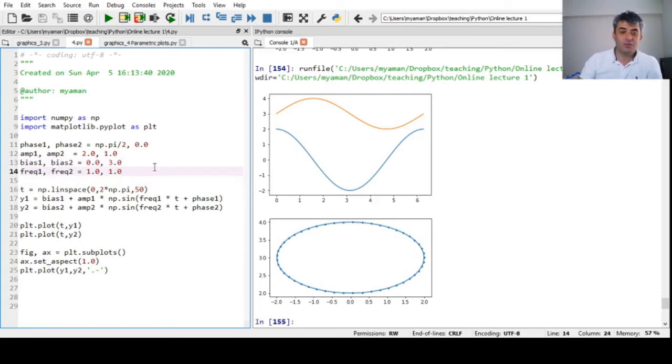Okay, maybe the most interesting is how the frequency affects my phase plots. So let's make the first curve twice the frequency.